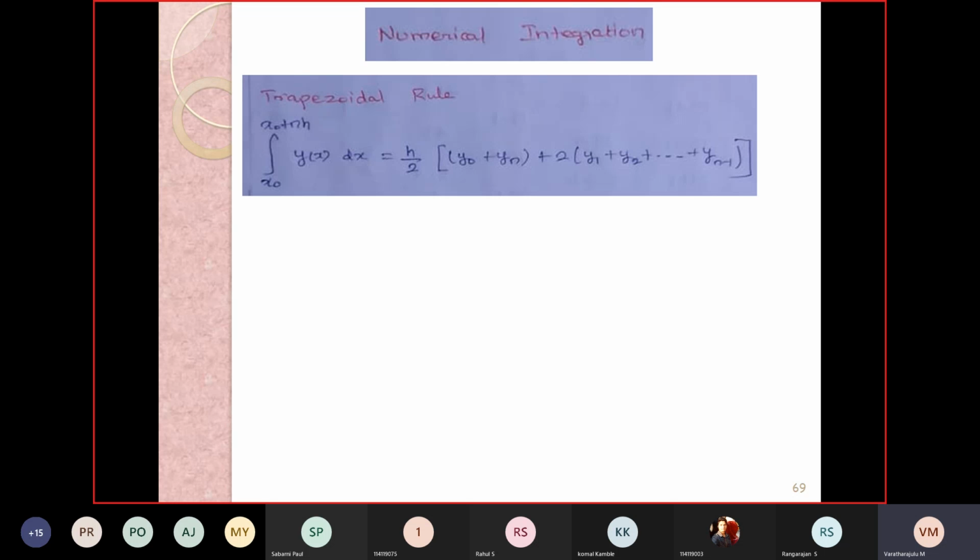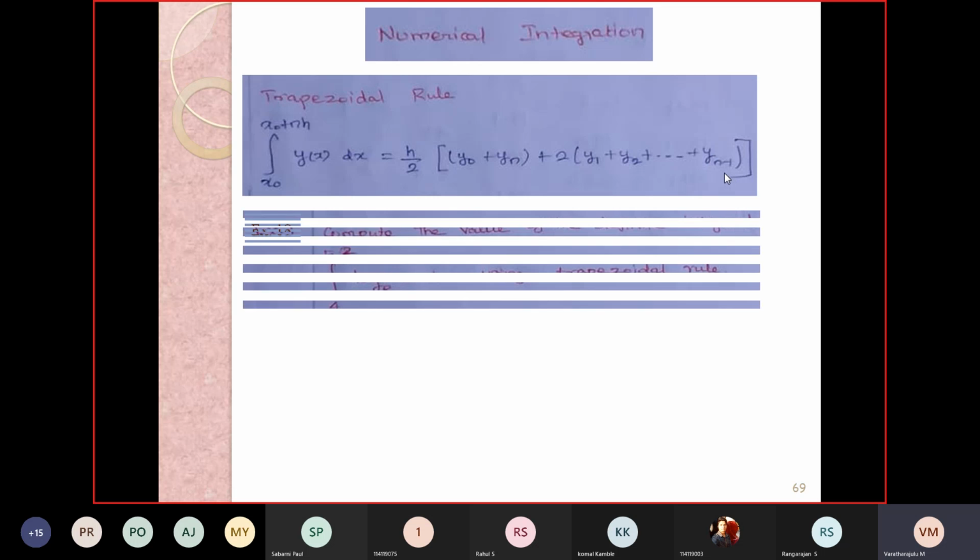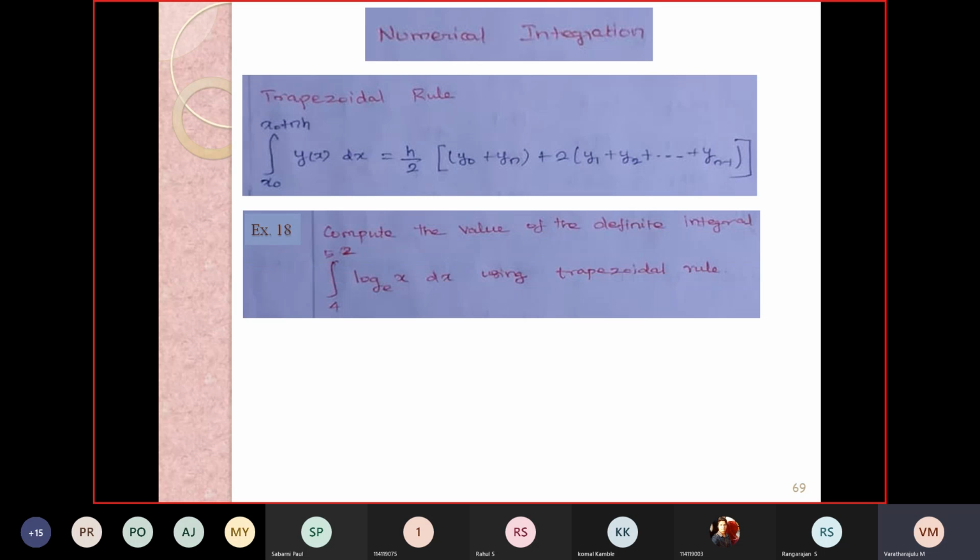In numerical integration, we will visit the trapezoidal rule. This is the trapezoidal rule: the integration of y of x, where the lower limit is x naught and the upper limit is x naught plus n h, is equal to h by 2 into y naught plus y n plus 2 into y1 plus y2 and so on until y n minus 1. See, this is the trapezoidal rule.